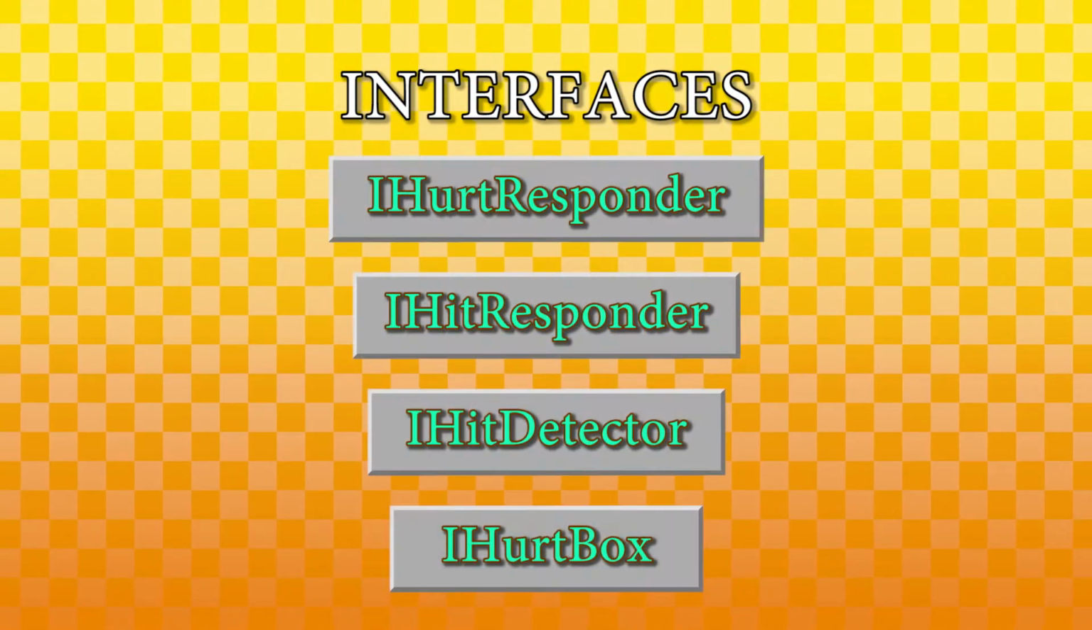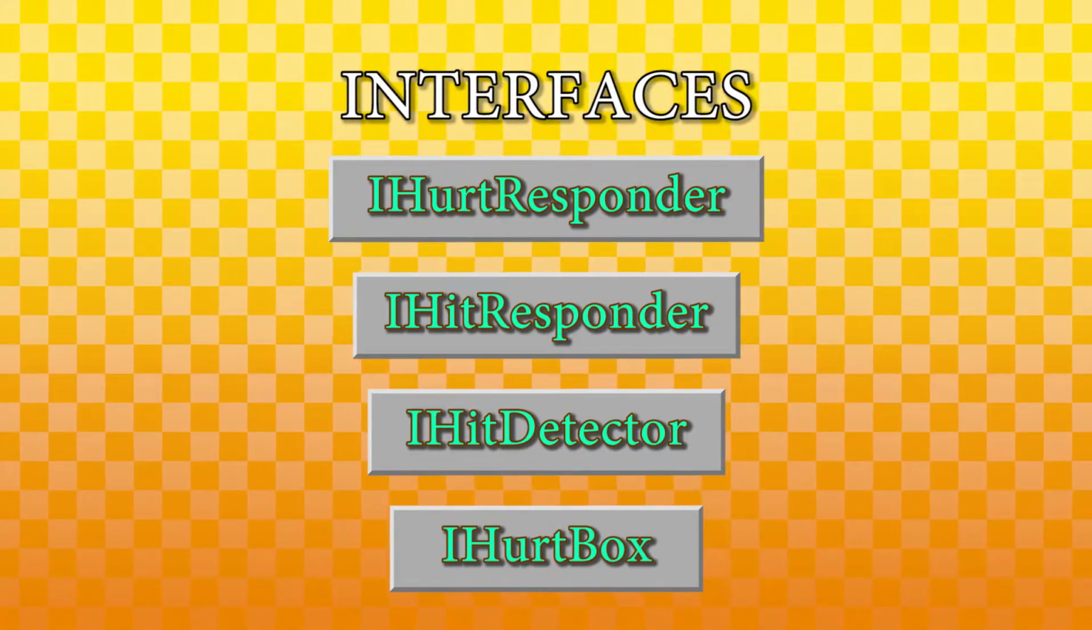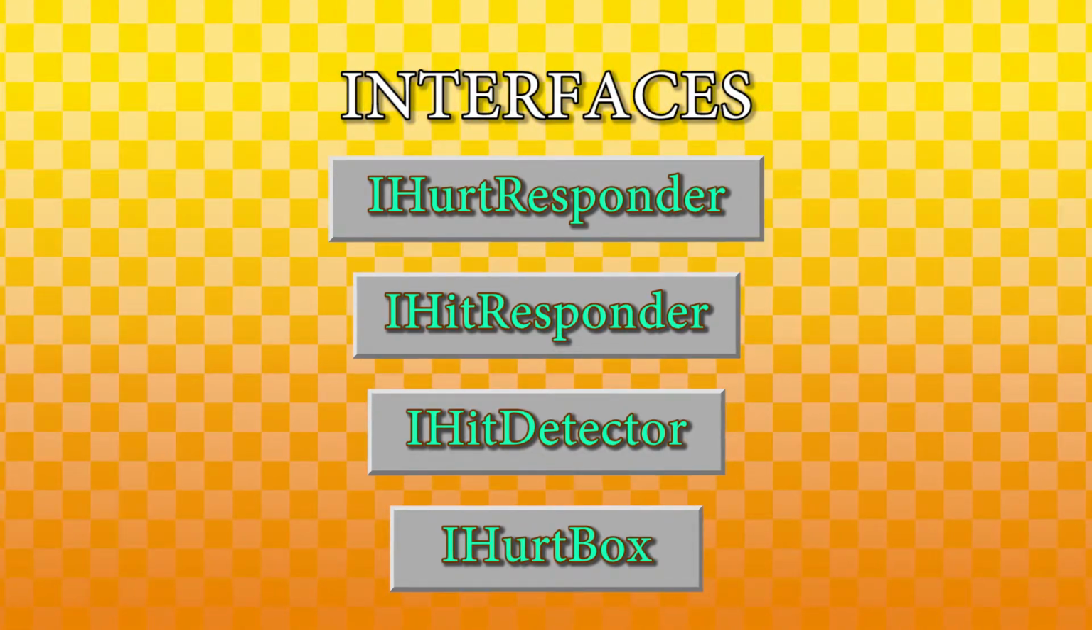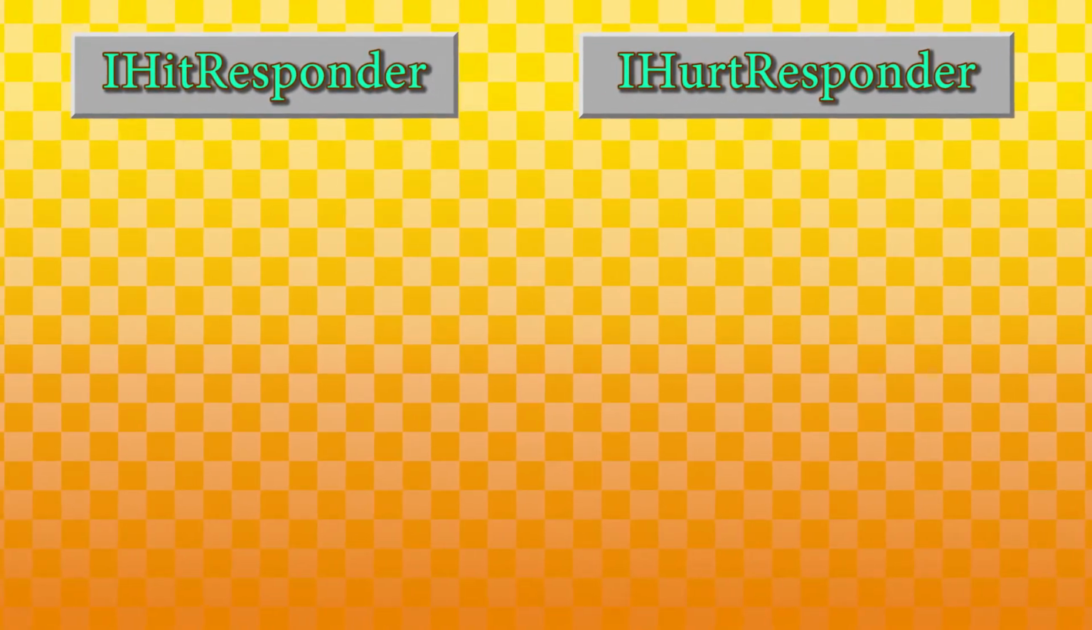Let's start with a diagram to get a high-level overview of what all this entails, and how it will work. We're going to be using interfaces to implement this. There are going to be 4 in total. If you're new to interfaces, they are a way of generically handling different classes without needing to inherit from a common ancestor. Anyway, there's a hit responder and a hurt responder.